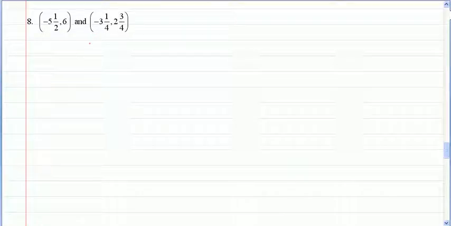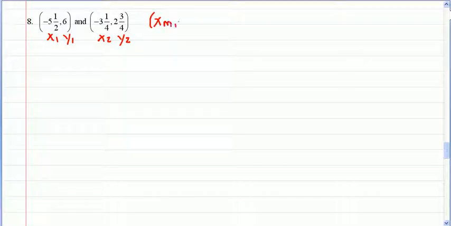So here's where things get a little messy, is when we have fractions. And we have negative 5.5, 6 is our x1, y1. And then negative 3 1/4, 2 3/4, our x2, y2. And I'll write the formula up here this time because I'm going to need a little bit of room for this one. So the midpoint, x sub m, y sub m.